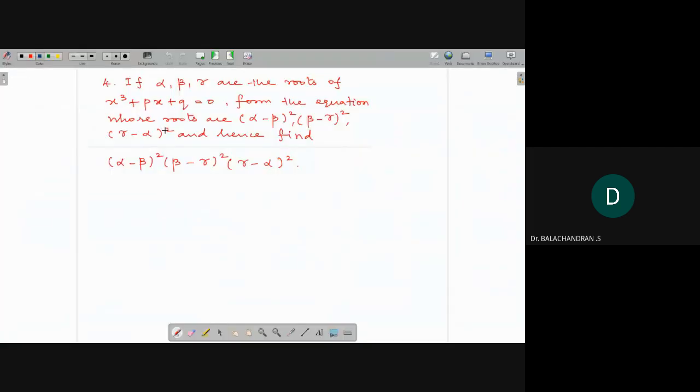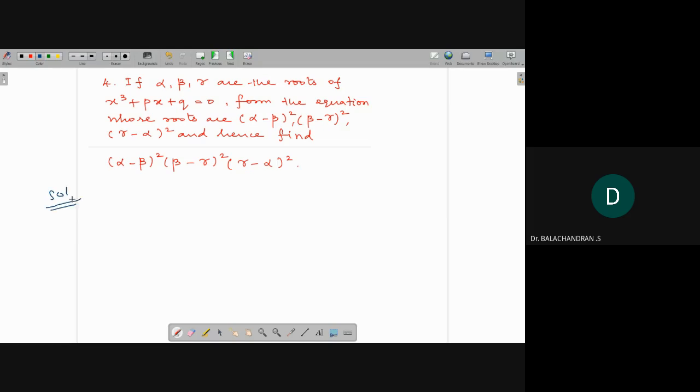If alpha, beta, gamma are the roots of the equation x cube plus px plus q equal to 0, form the equation whose roots are alpha minus beta whole square, beta minus gamma whole square, gamma minus alpha whole square, and hence find the value of this expression.